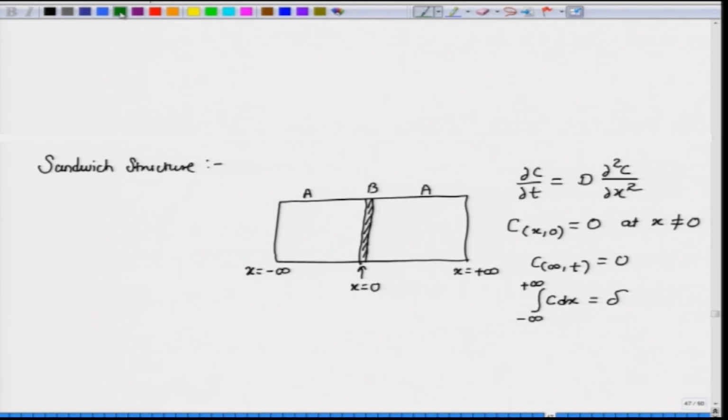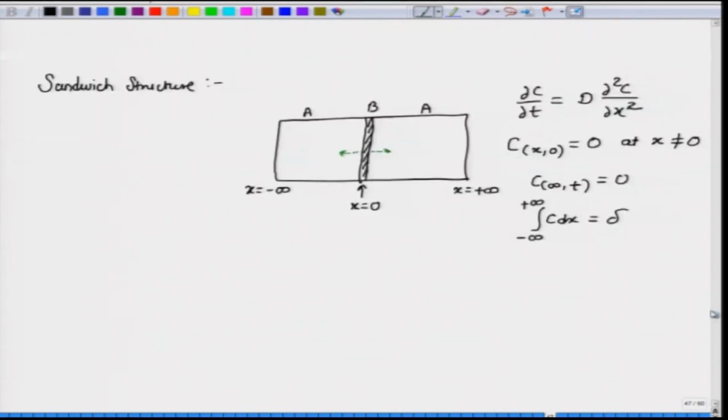So, unlike the previous case, now the diffusant is diffusing in both the directions. Earlier it was on the surface, so it diffused in only one direction. Now, here it is diffusing in both the directions. So, we can follow the Laplace transform procedure and we will get to the similar type of solution. C bar is equal to p exponential minus root k by D x plus q exponential plus root k by D x.